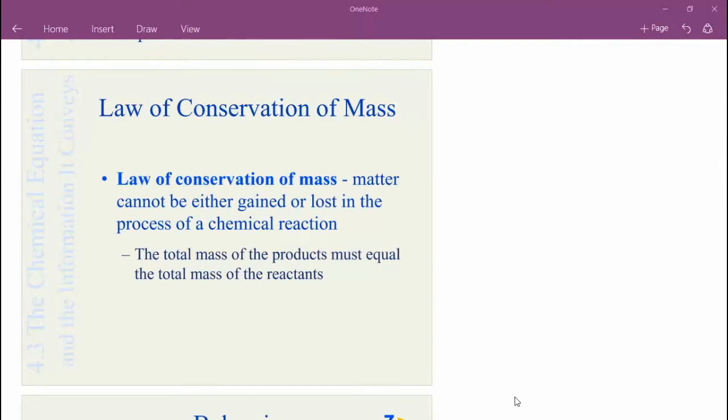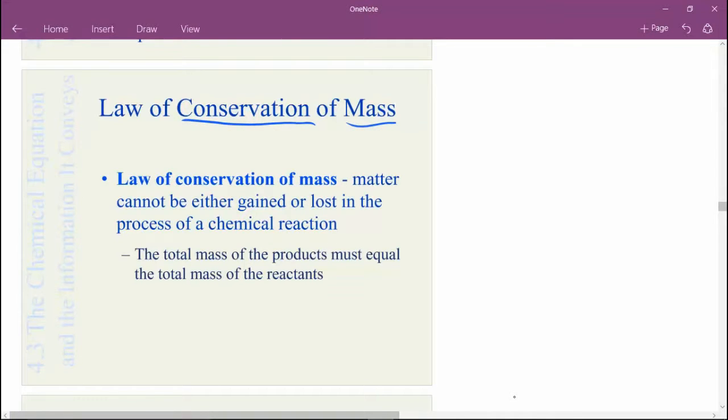Now we want to discuss how we balance chemical equations. Balancing chemical equations comes from the fact that there is a conservation of mass. This is a law, a physical law. Matter cannot be either gained or lost in the process of a chemical reaction.